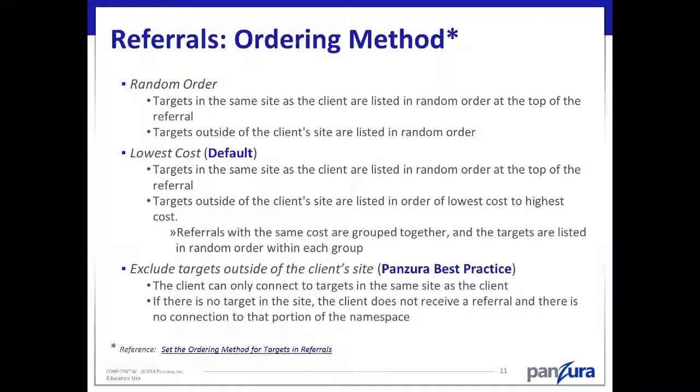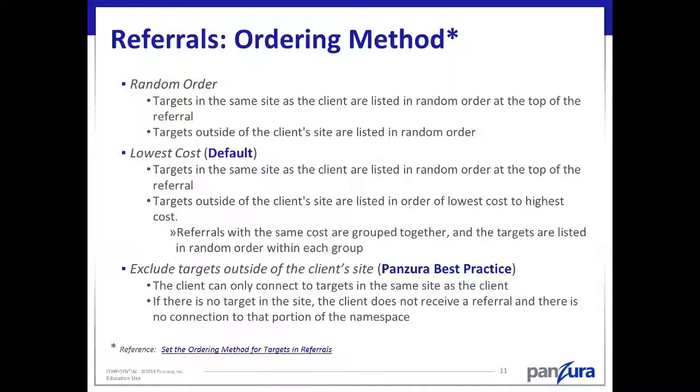The next option we have here is lowest cost. So with lowest cost, once again, we're still going to get the local targets listed first, but everything below that is going to be listed based upon the link cost. So if I'm connecting from Paris, my list should have Paris first, and then the other targets listed down below based upon the cost of getting there, and everybody in the same site should get the same list.